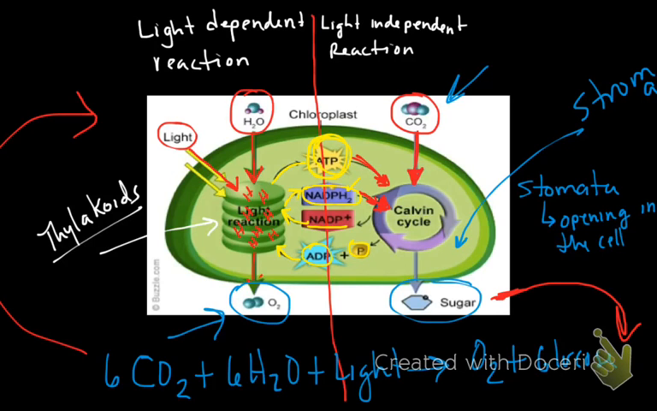So again, this is photosynthesis. Make sure you can go through the picture and understand how photosynthesis works. Understand that 6 molecules of carbon dioxide, 6 molecules of water, plus light yield 6 molecules of oxygen plus glucose, which is C6H12O6.